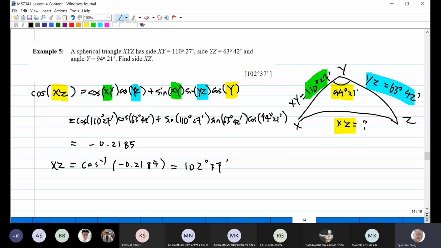Let me use color code also to highlight to you how the calculation is done. This one, this one, this one, this one, this is Y.